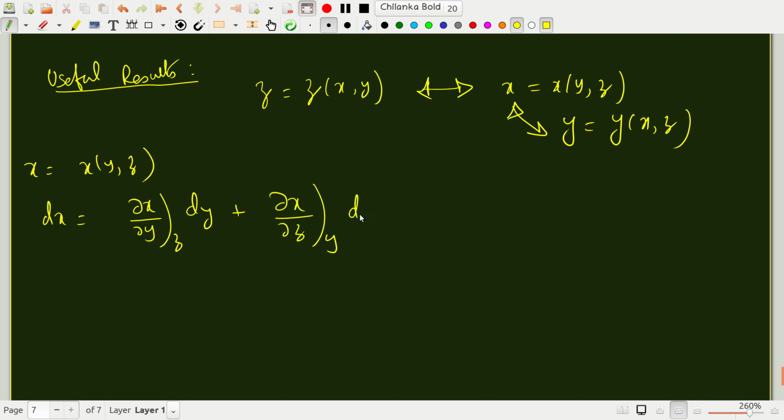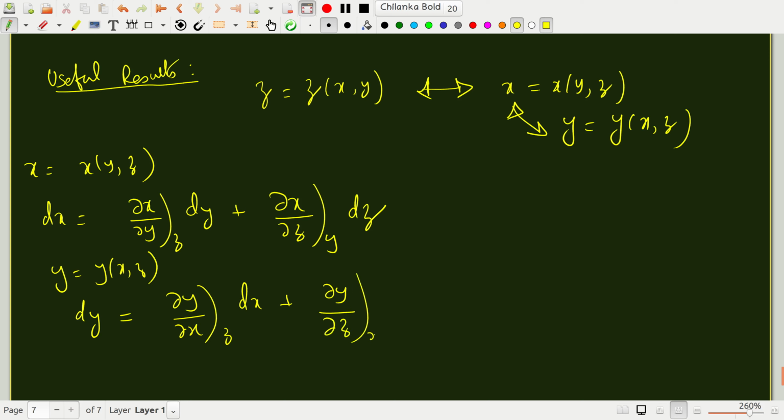Okay. Now, because y is a function of x, z, I can write the total derivative, or sorry, the total differential of y as partial y by partial x constant z dx plus partial y by partial z constant x, not dy, I'm sorry, it should be dz.